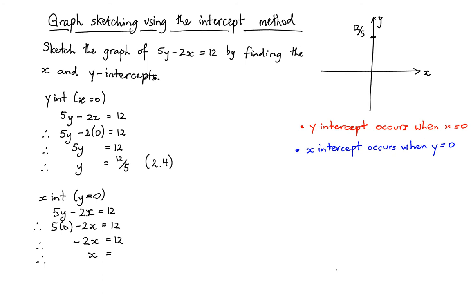And bringing the negative 2 over the other side gives us 12 on negative 2, or negative 6, and we can mark that one up here. So our x-intercept is over at negative 6. So now we can join those two points with a line and write our equation in next to it. And we're done.